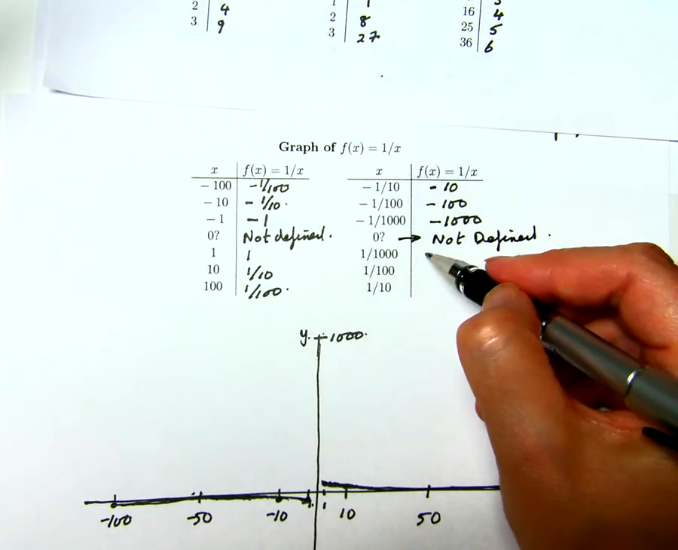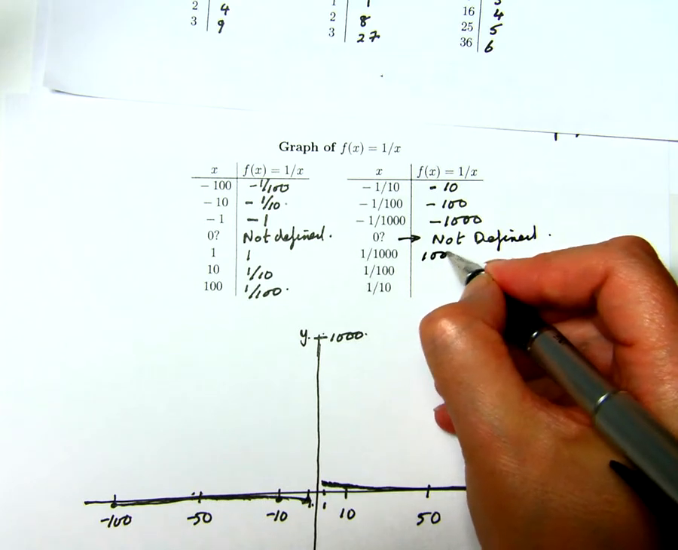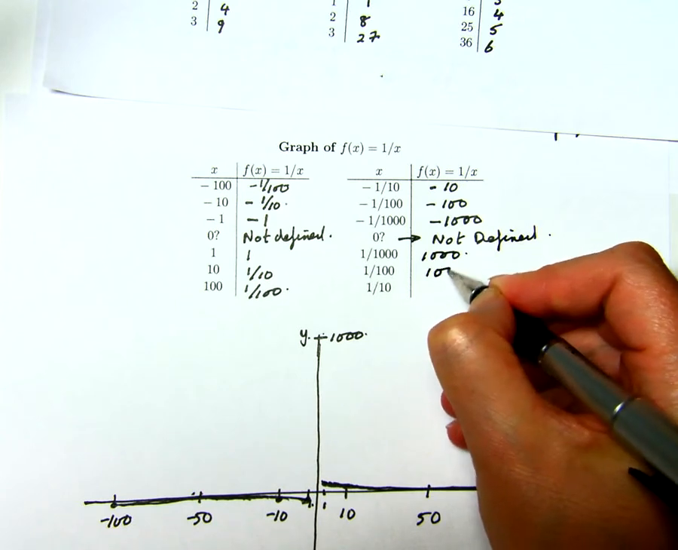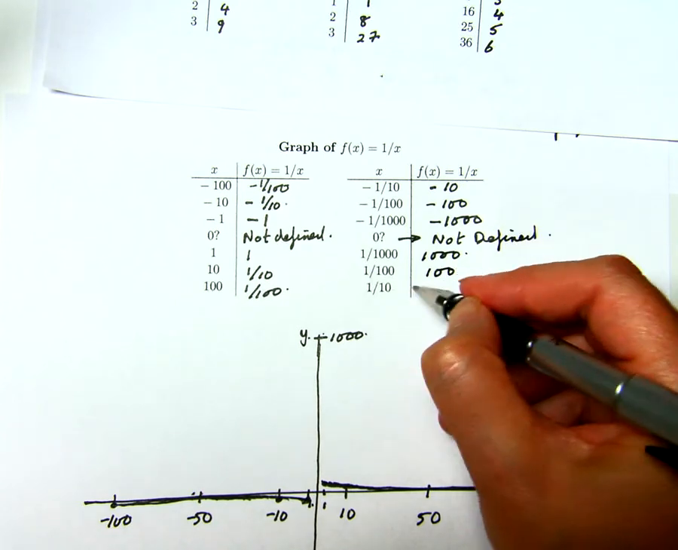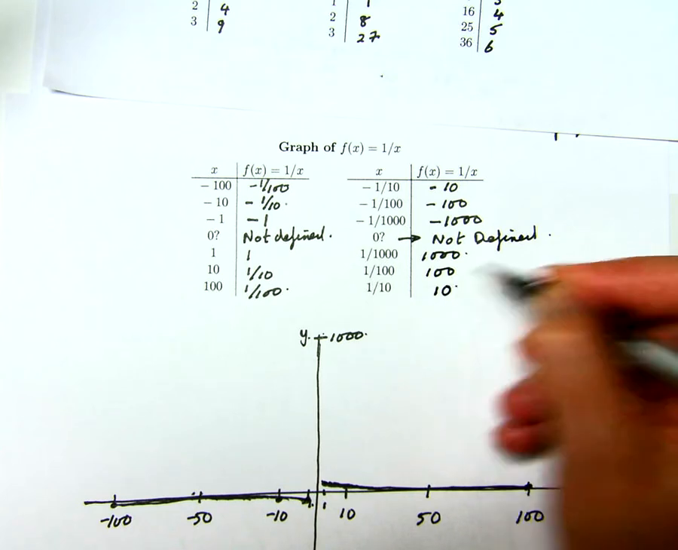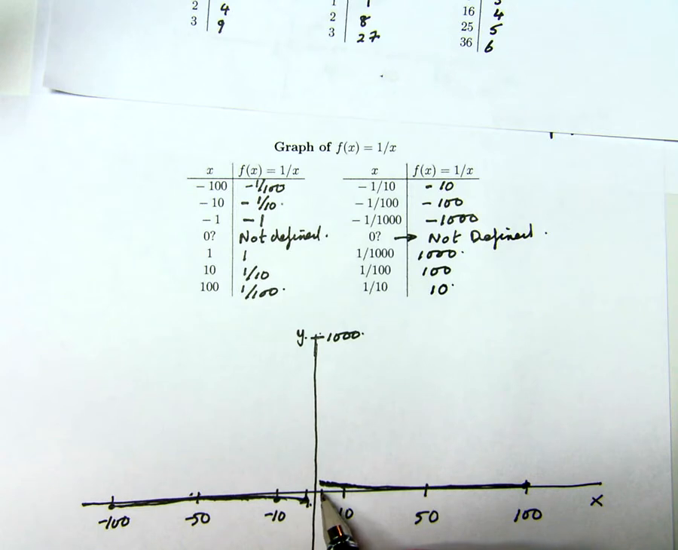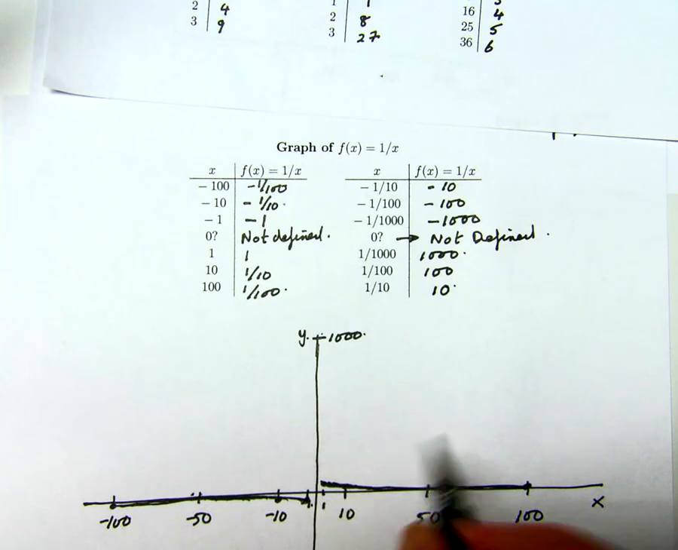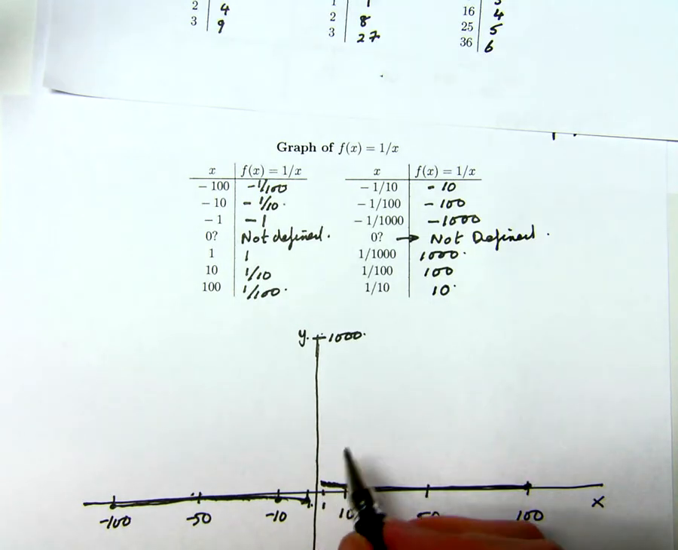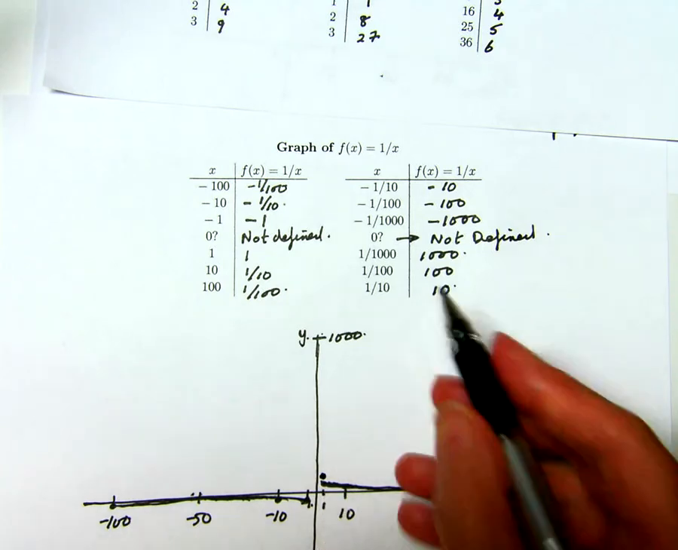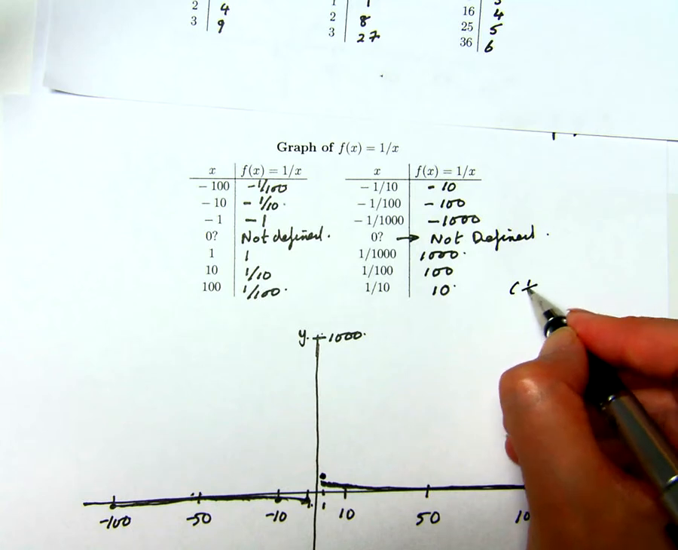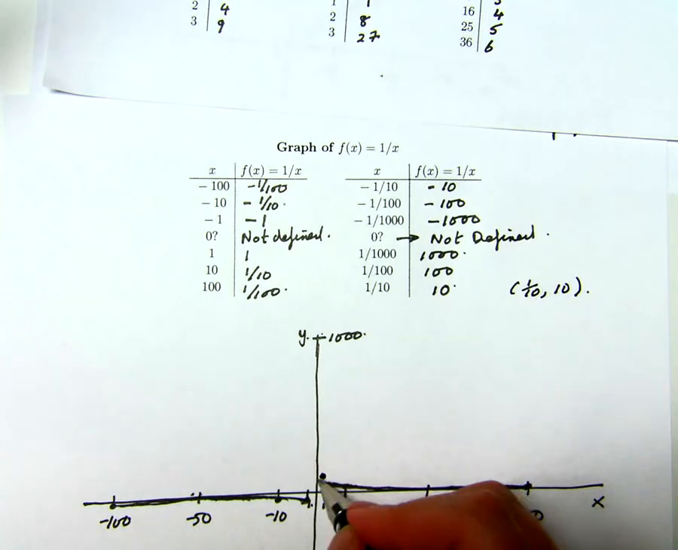When x is 1 over 1000, 1 over x is 1000, that's huge. When x is 1 over 100, 1 over x is 100, and when x is 1 over 10, 1 over x is 10. Okay, so for points very, very close to the origin, say x equals 1 over 10, we get the point 10 here. x is 1 over 10, y equals 10 is on the graph.